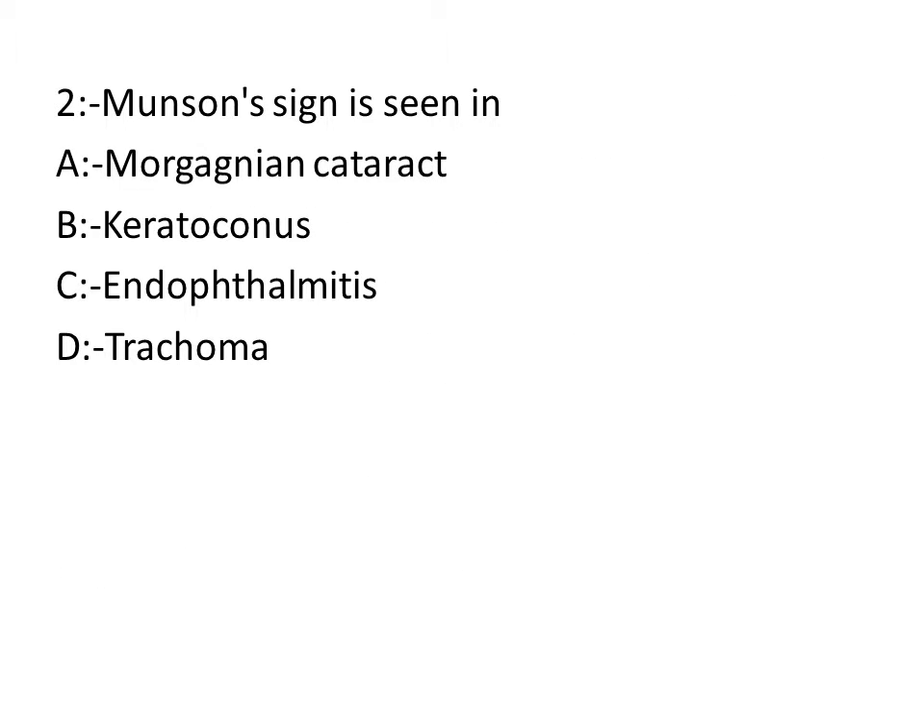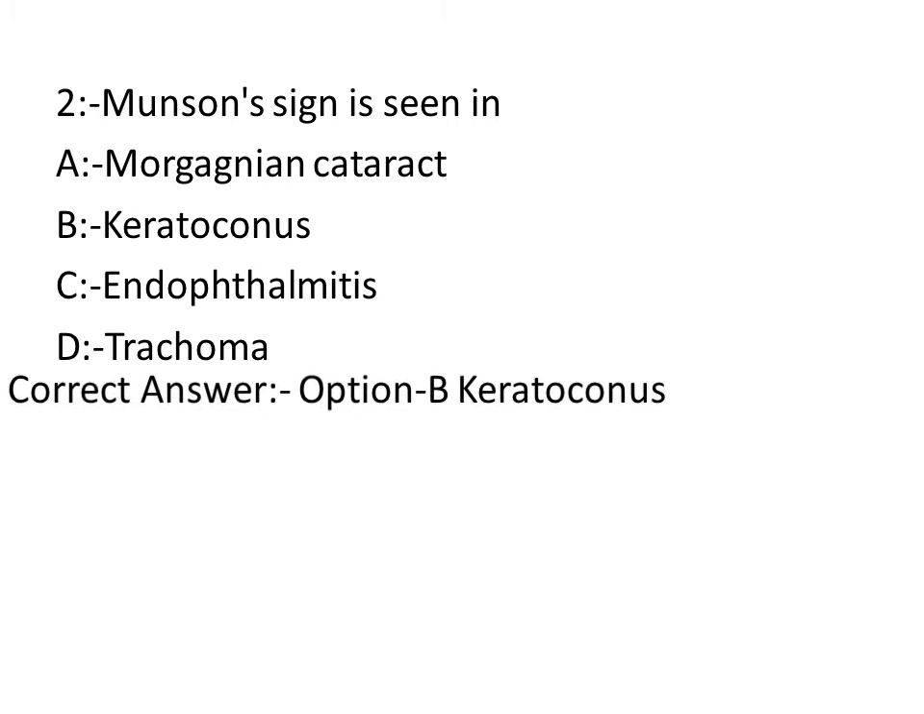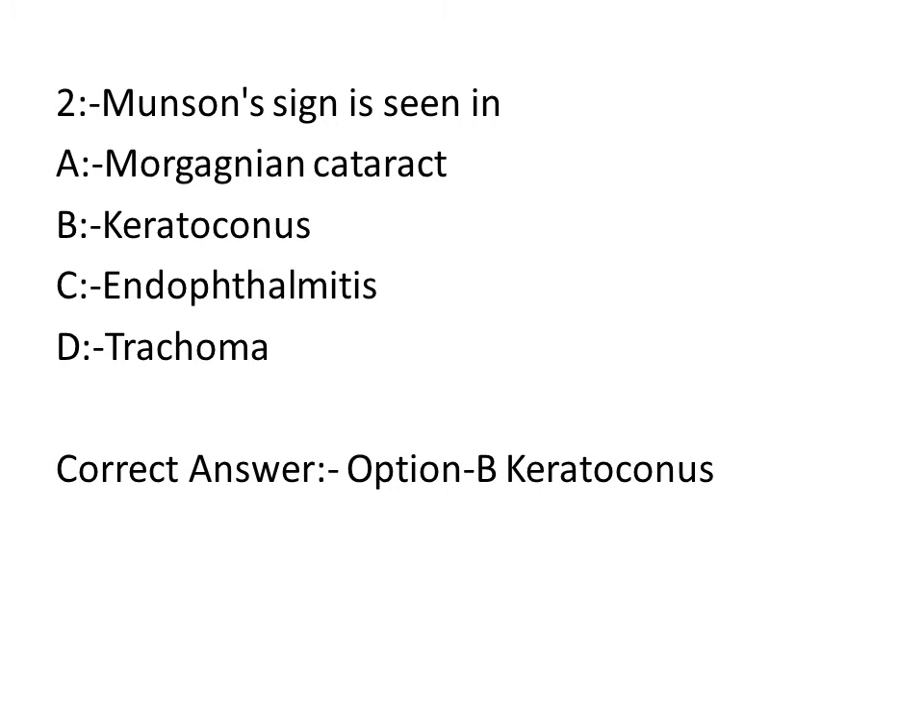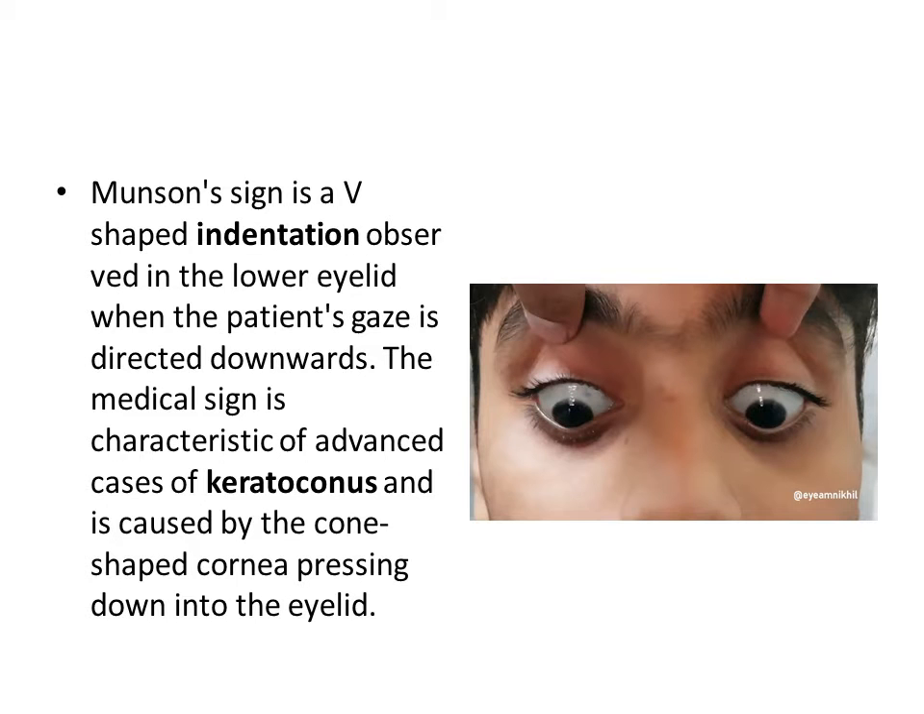Next question. Munson sign is seen in: option A. Morgagnian cataract, B. keratoconus, C. endophthalmitis, and D. trachoma. Munson sign is seen in, and the answer is B. keratoconus. We will see what this Munson sign is.